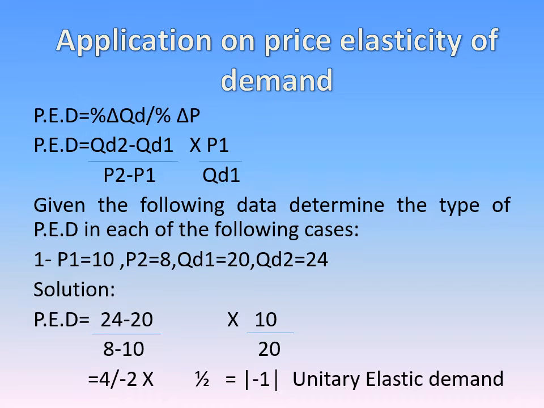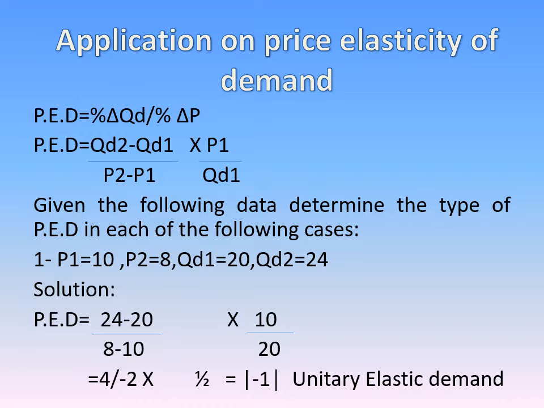Good morning. Today we are going to have a new lecture on price elasticity of demand. We have already covered this concept before. It means the percentage change in quantity demanded divided by percentage change in price. So this is the rule we are going to apply. To make it more detailed, PED equals delta Q, which means QD2 minus QD1, divided by P2 minus P1, multiplied by P1 over QD1.